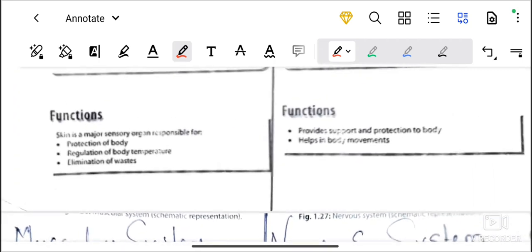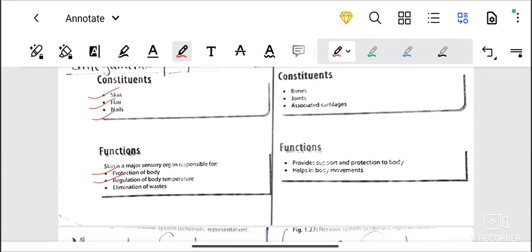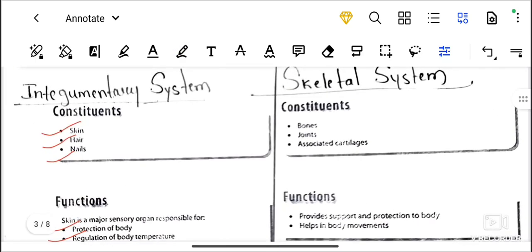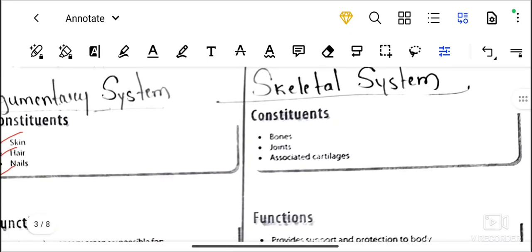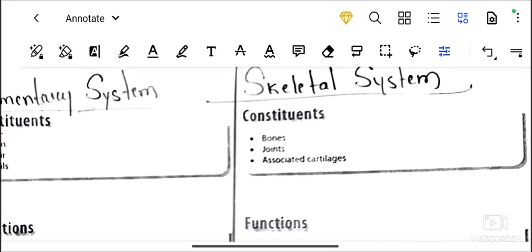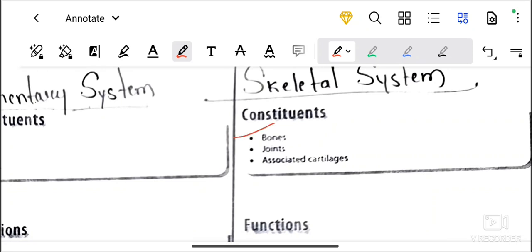The next system is the skeletal system. In the skeletal system we will study bones, joints and associated cartilages: what bones are there, what joints are there, and what the associated cartilages are. We will discuss these in the skeletal system.